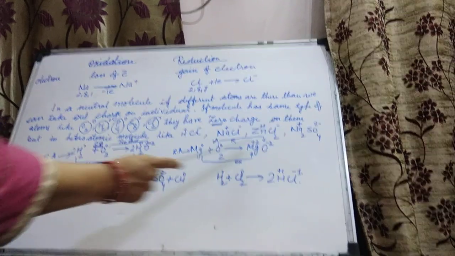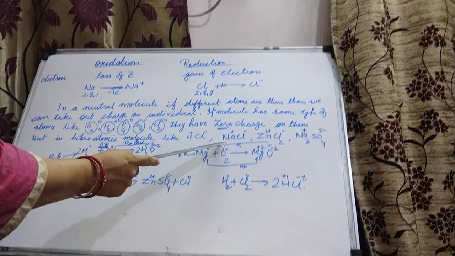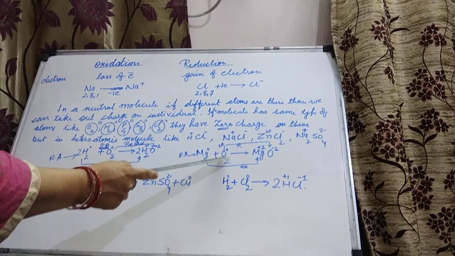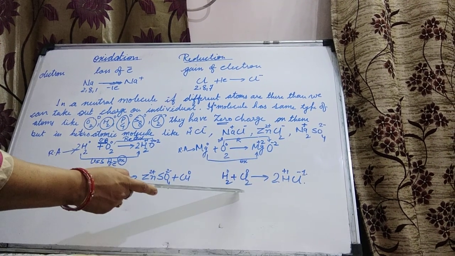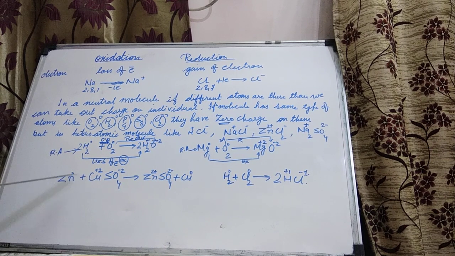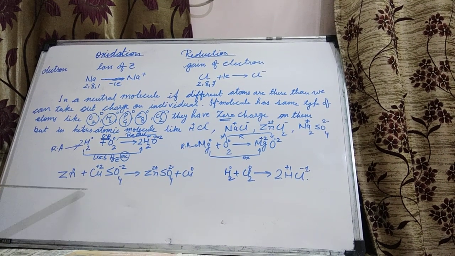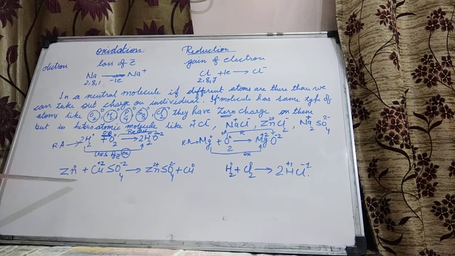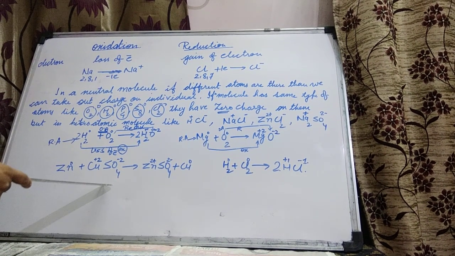Mg undergoing oxidation, thus it will act like a reducing agent. O2 undergoing reduction, that's why it will act like an oxidizing agent. Now I am giving you these two equations. Identify by your own. I have mentioned the charges also. You can easily identify where oxidation and in which step reduction is taking place.